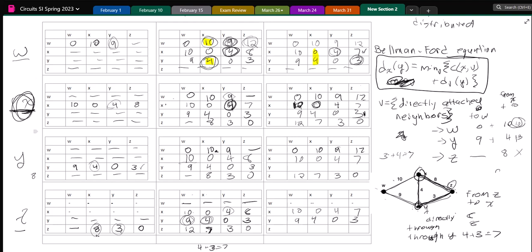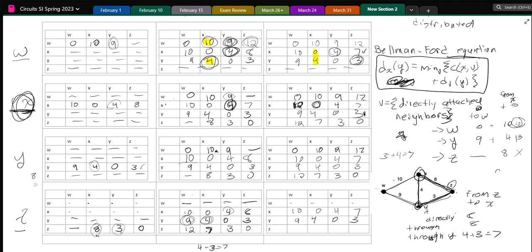Y to w. Okay, not going to be less than 9 because if you just look, 10 and 12, it's not going to be less than that. Same here because we have 4, 7 and 10. That's not going to be less. Y to itself is 0. Y to z is 3. Again, we're not going to have anything less than that from our choices.